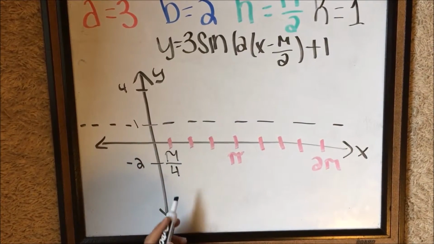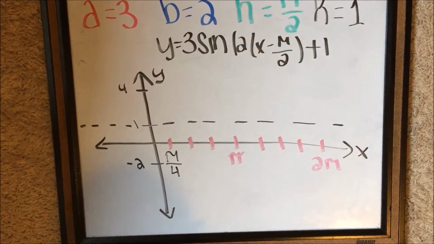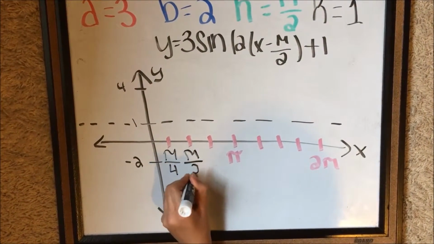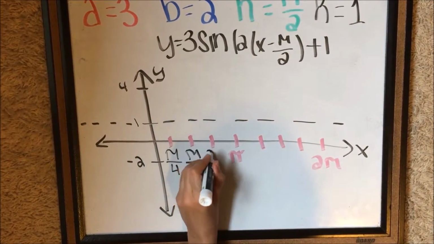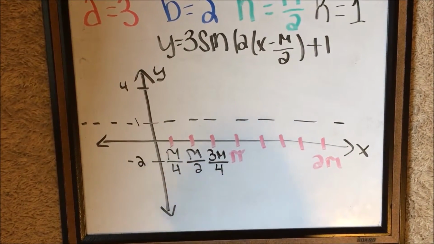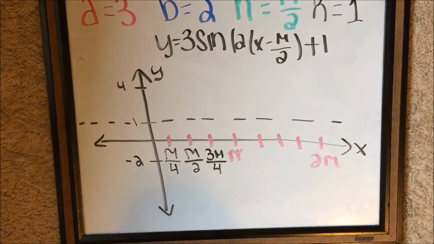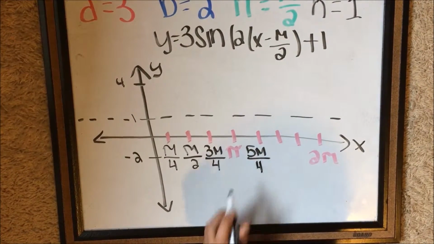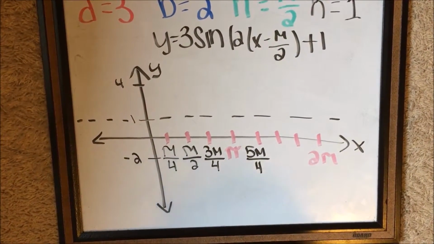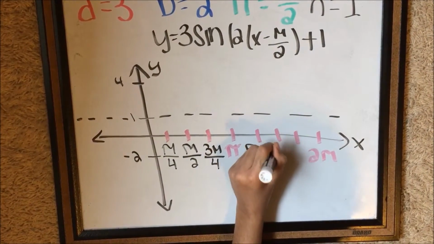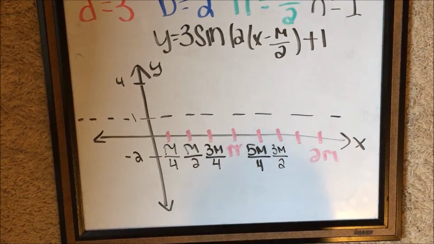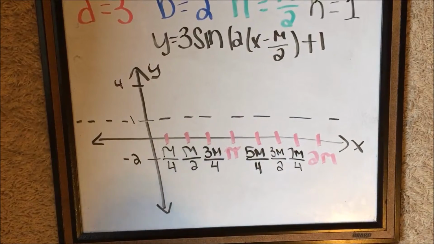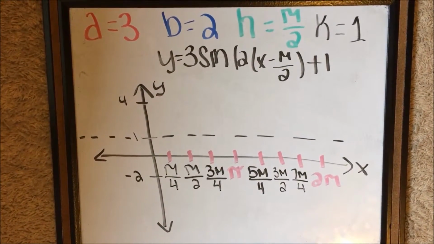Pi over 4. And then you just keep on adding pi over 4 until you get to pi. So pi over 4 plus pi over 4 is 2 pi over 4, and that can simplify to pi over 2. Then you add on pi over 4 to that, and that's 3 pi over 4. And then you have pi, or 4 pi over 4, and you add pi over 4 to that, and that would be 5 pi over 4. Then you add on pi over 4 to that, and that simplifies to 3 pi over 2. And then add on pi over 4 to that, and that's 7 pi over 4. And now you have all your tick marks, and now we can begin plotting our points and graphing.